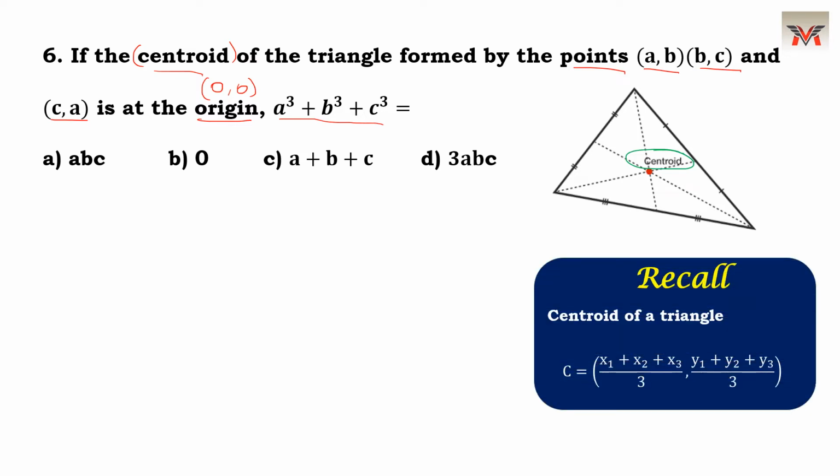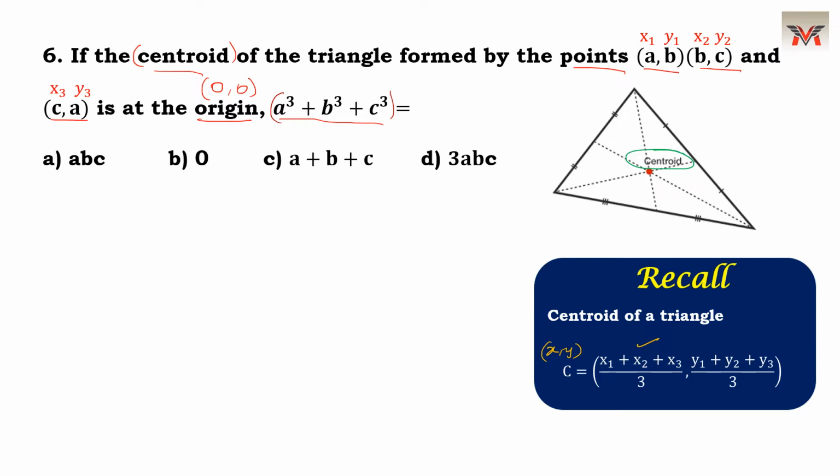We have a formula for centroid. What is the formula for centroid? This is (x, y). The centroid is ((x1 + x2 + x3)/3, (y1 + y2 + y3)/3). Now let us consider (x1, y1), (x2, y2) and (x3, y3) for the given problem. Based on that, we can substitute the values in the formula to get the answer for a³ + b³ + c³.